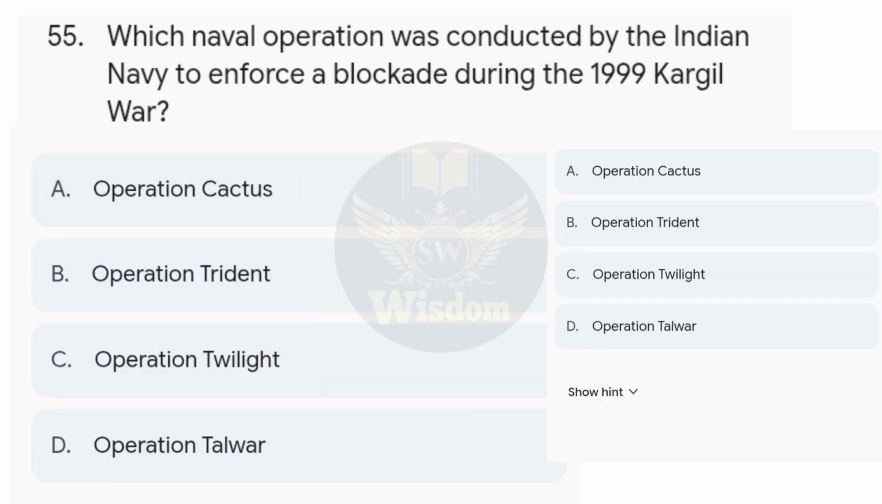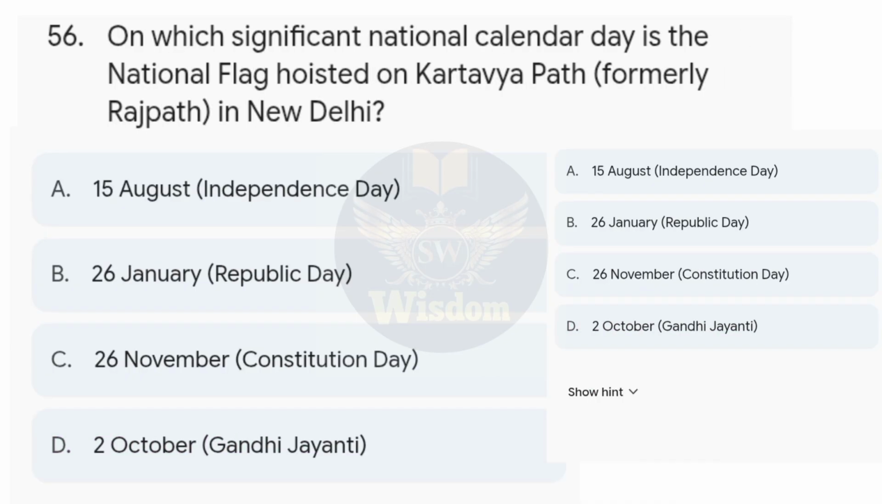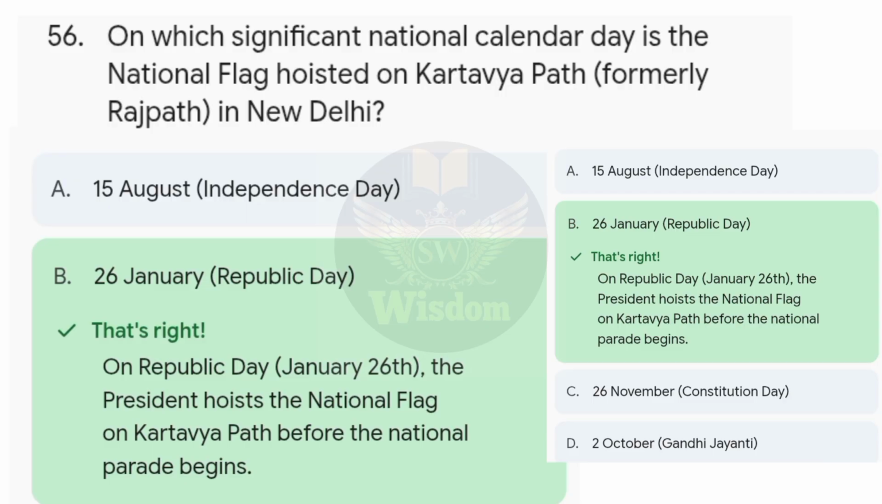Next question. Which naval operation was conducted by the Indian Navy to enforce a blockade during the 1999 Kargil War? The correct answer is option D, Operation Talwar. Next question. On which significant national calendar day is the national flag hoisted on Kartavya Path, formerly Raj Path, in New Delhi? The correct answer is option B, 26th January, Republic Day.